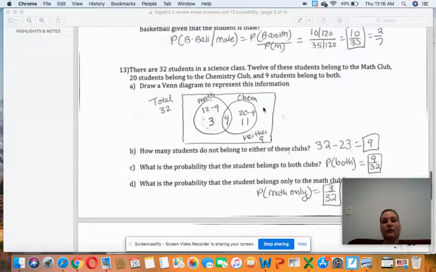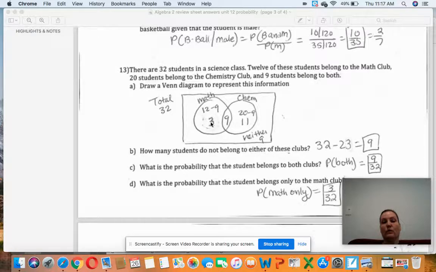13 is a Venn diagram. There are 32 people in a science class. 12 of them are in the math club, so I have that 12. 20 are in the chemistry club, and 9 students belong to both, so I put that in the middle. So really, the 12 that are in the math club, I have to subtract 9 because 9 of them are in both.